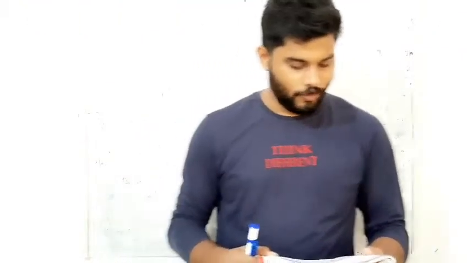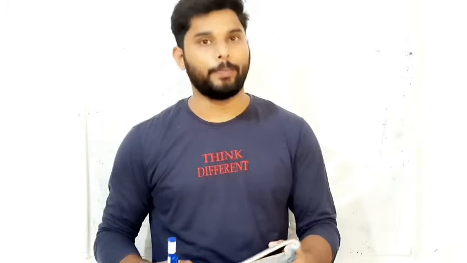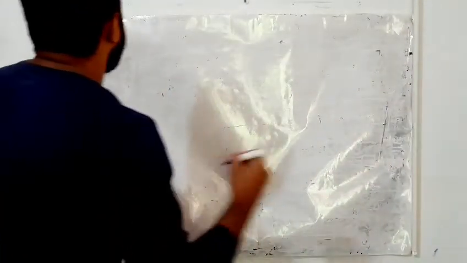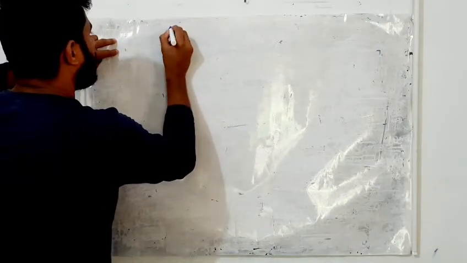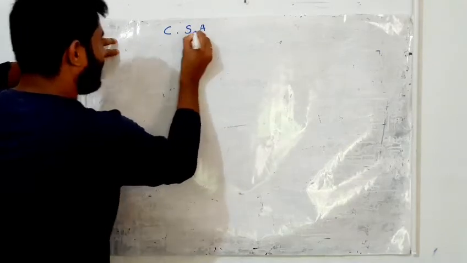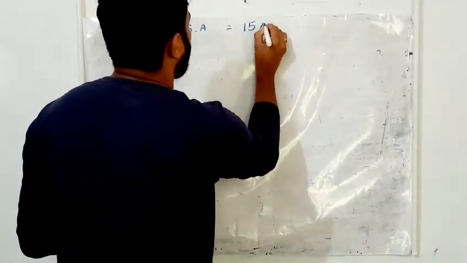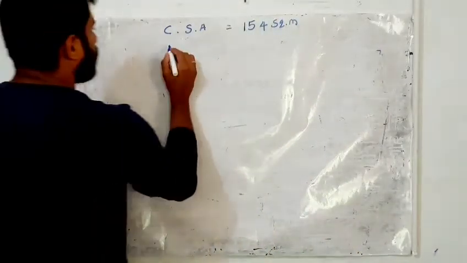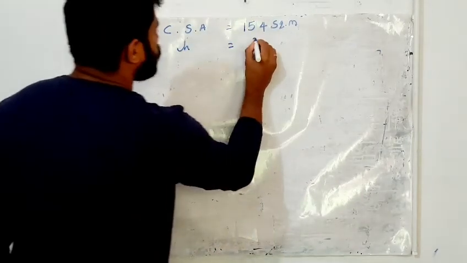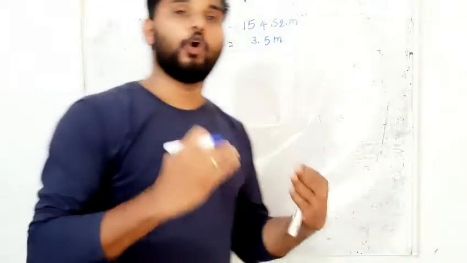Second question. The question is, find the volume of a cylinder in liters whose curved surface area is 154 square meter and height is 3.5 meter. So here something has been given. What is that? First, the curved surface area has been given, 154 square meter. And height also has been given. How much height? 3.5 meter.